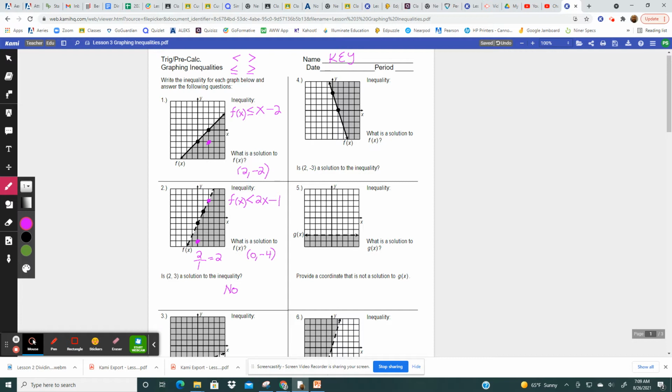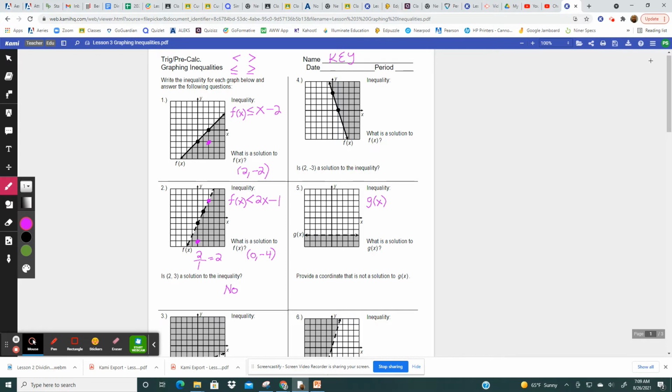Okay, let's jump over here to number 5. Let's write the inequality for this. Now, this is a constant function. These should be easier. Those constant functions should be easy. You don't have to think about mx plus b. You just know it's going to be g of x and then an inequality with a number. So this one again is labeled g of x, so I'm going to write it as g of x.